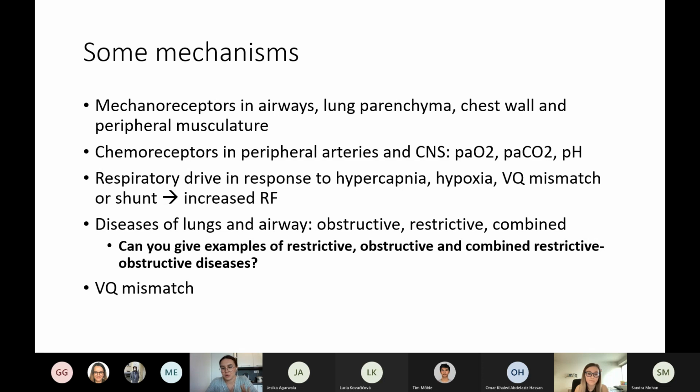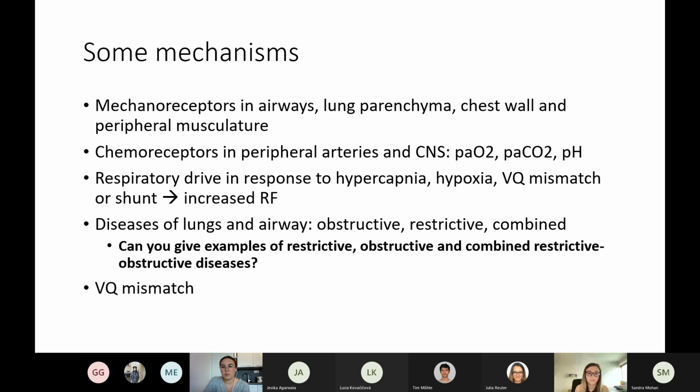And now I just want to go briefly over some pathophysiological mechanisms which can cause dyspnea. There are multiple ways that you can experience dyspnea. First, you have mechanoreceptors in the airways, lung parenchyma, chest wall, and peripheral musculature, which can induce dyspnea.